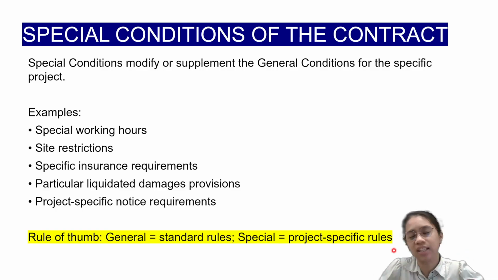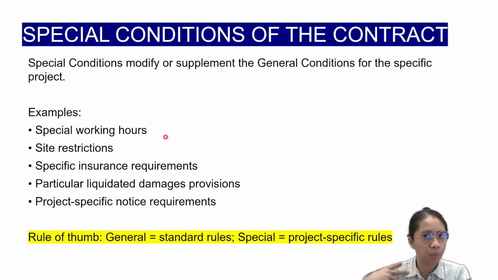Special conditions means anything that is not in the general conditions, wherein the general conditions are the standards. So anything that is special, customized, or additional that is not mentioned in the general conditions can be put in the special conditions of the contract. Examples of these are special working hours, if for this specific project the client requests special working hours different from the general ones.